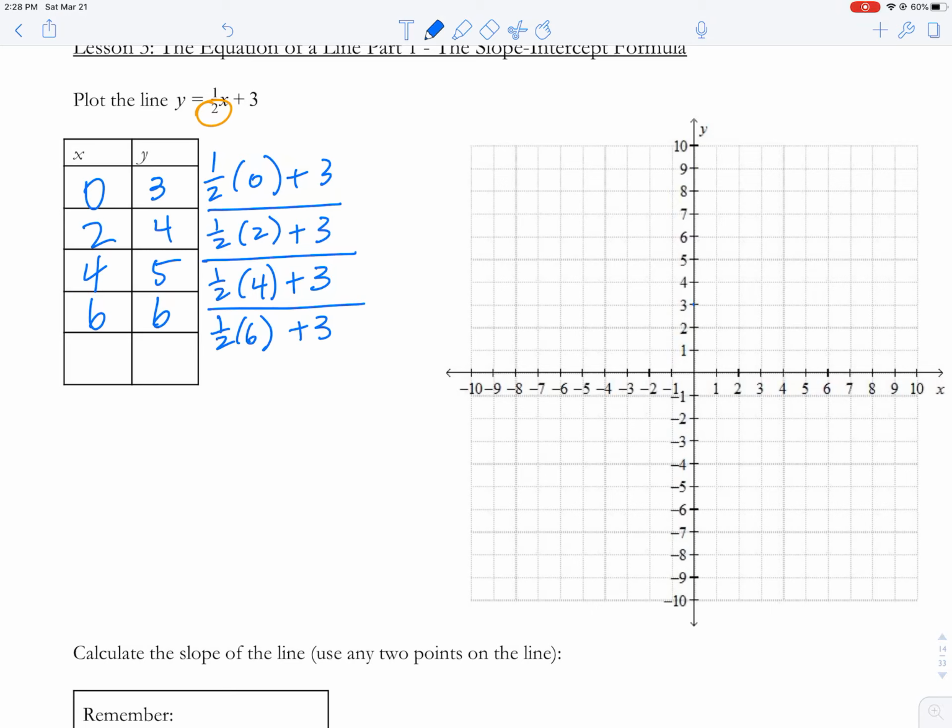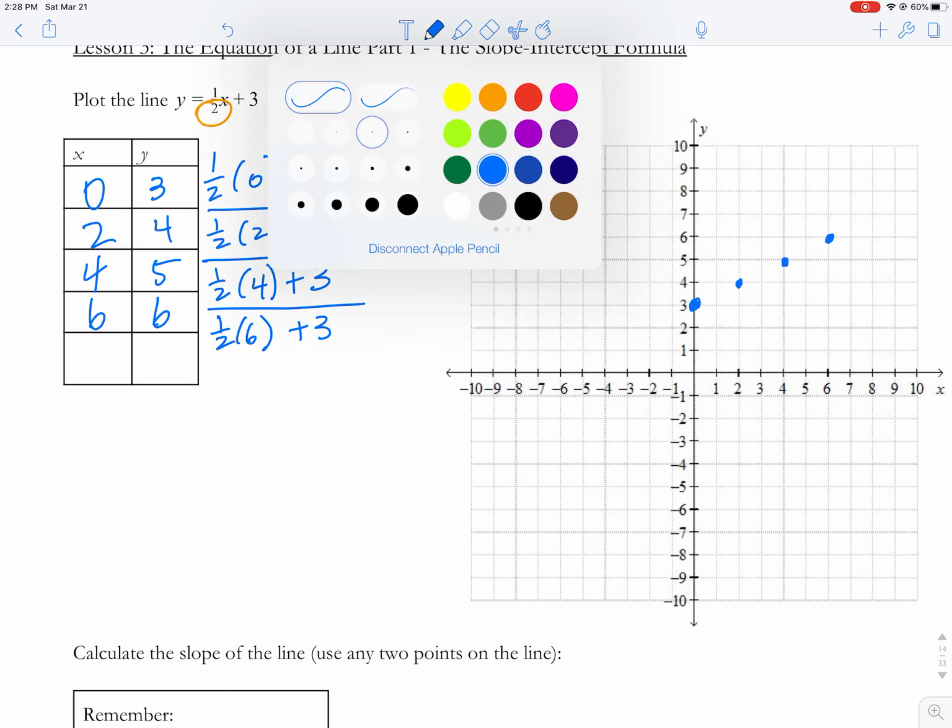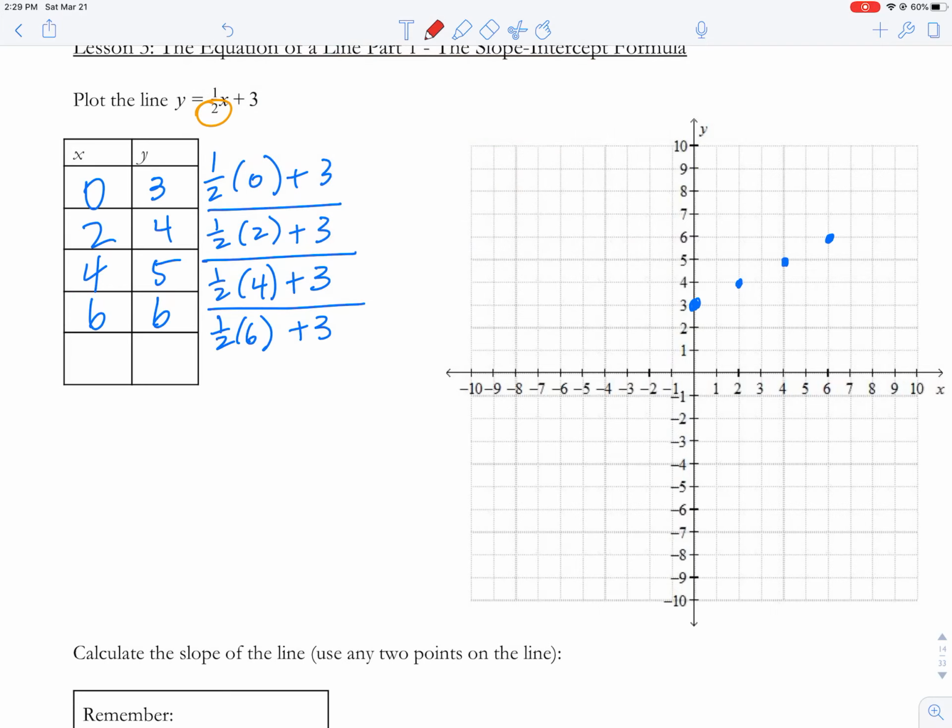If I plot these, I get (0, 3), (2, 4), (4, 5), (6, 6). And I'm hoping you could guess, if I went on the negative side of my x-axis, I think you could see the pattern and guess that the next points would be (-2, 2) and (-4, 1). When we connect these dots, we're going to get the line with arrows at the end, y equals a half x plus 3.